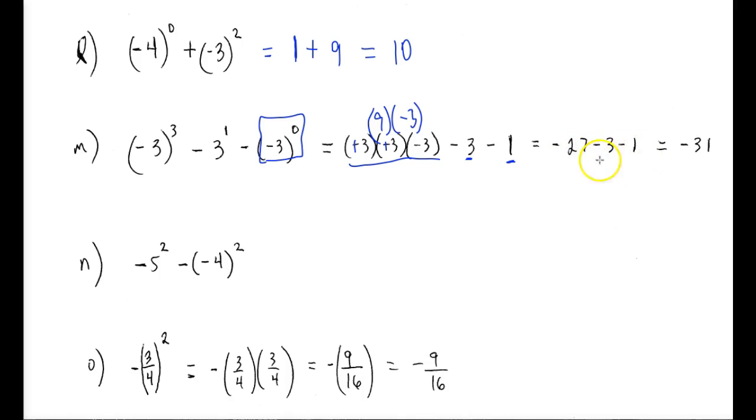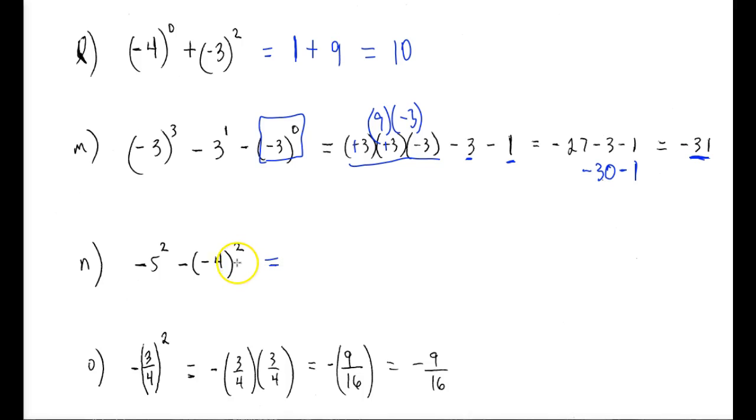And of course, we just carry everything else over. A -27 minus 3 is a -30. We just get more negative. And a -30 minus 1 is a -31. So that's how we get that answer there.